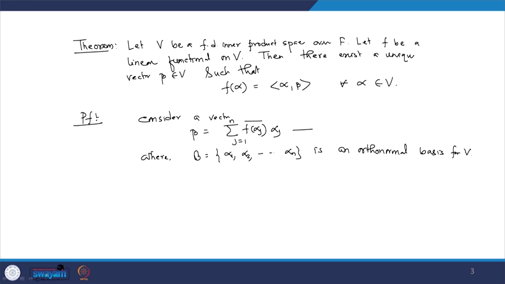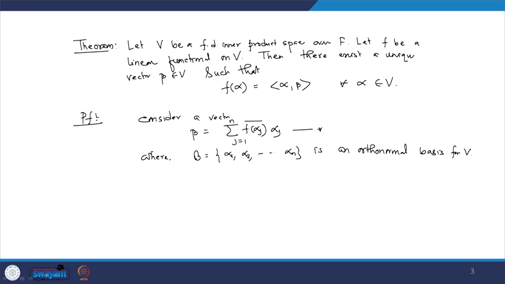So, for a given orthonormal basis, I will define a vector beta for a given functional f like this. And the question is, for a given orthonormal basis or given linear functional, why does one have to consider the element beta like star, and what is the geometrical interpretation of beta? All this we are going to answer shortly.